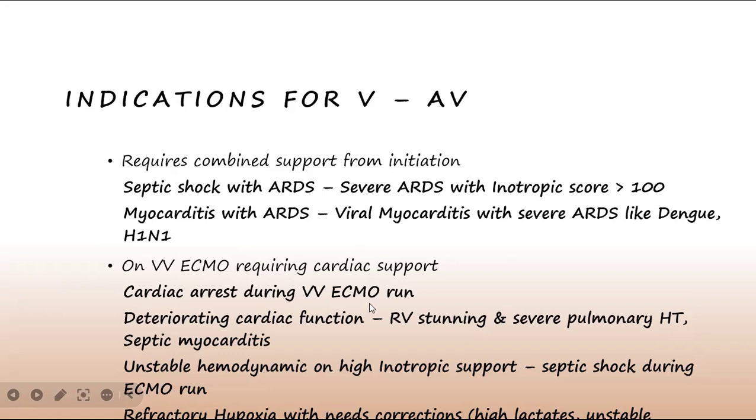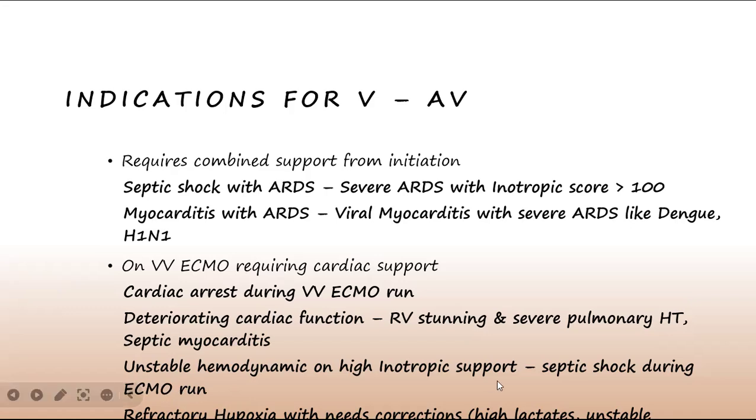you need to immediately convert it. You cannot remove the venous cannula that is already cannulated, or the venous return cannula is already cannulated. So better in those situations, if you're having a cardiac arrest kind of scenario, convert it into a VAV kind of ECMO. Whenever the patient's cardiac status is deteriorating, if the patient is on a VV ECMO, in situations like RV stunning, severe pulmonary hemorrhage and pulmonary hypertension, septic myocarditis kind of situations, you have to convert from VV to VAV.